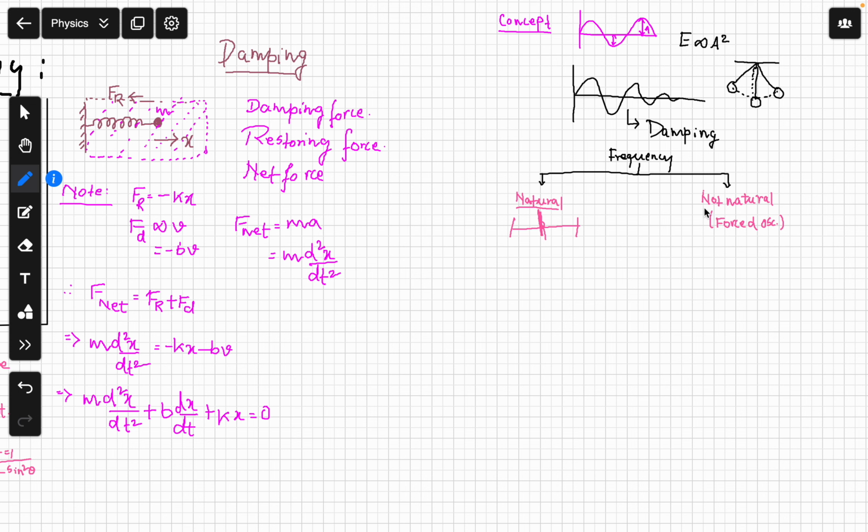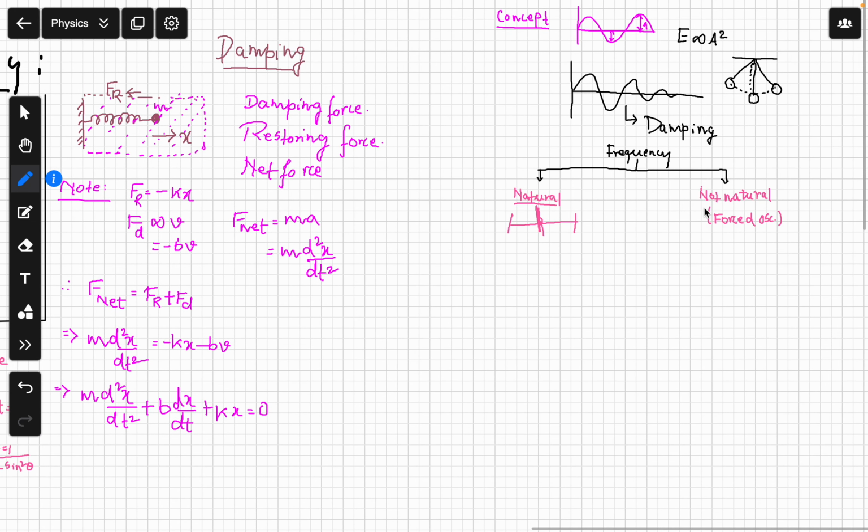So the approach for solving problems on forced oscillation, and unforced oscillation or natural oscillation, is kind of different mathematically. So we're just going to look into this. The idea of damping is very simple: if we have the amplitude A, with time it will keep on reducing. That's the idea. So now let's imagine a situation.